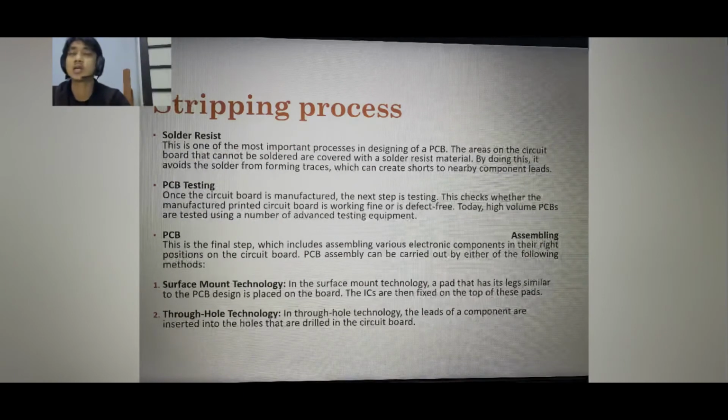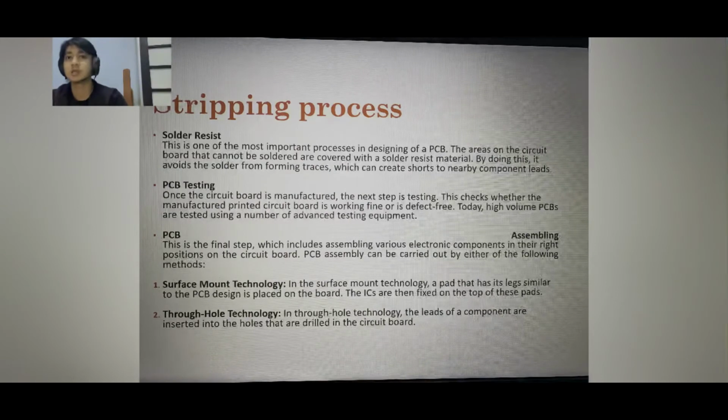So here are steps that we do on triple process. The first thing is a solder resist. This is the one of the most important processes in designing of a PCB. The areas on the circuit board that cannot be soldered are covered with a solder resist material. By doing this, it avoids the solder from forming traces which can create short to nearby component leads.